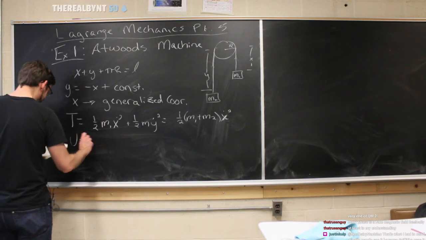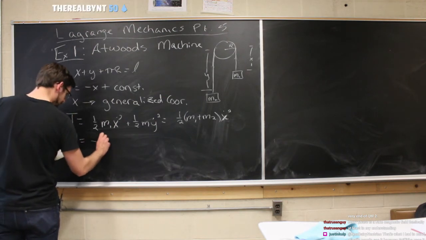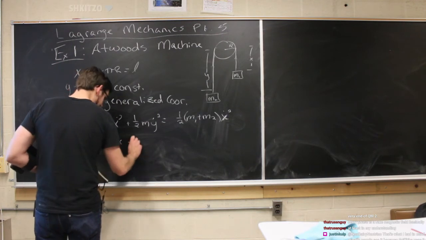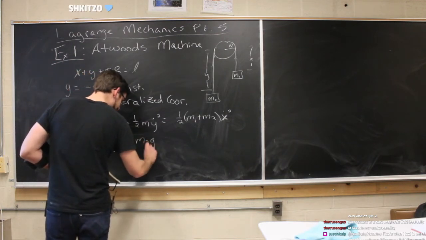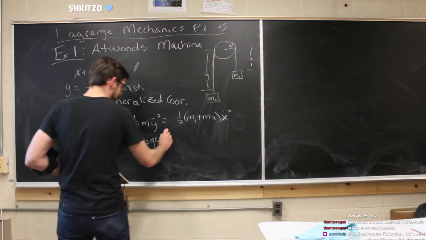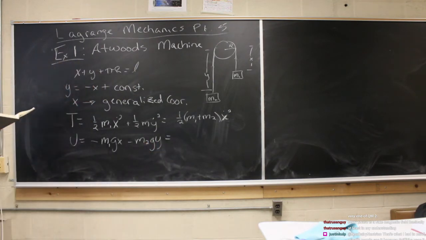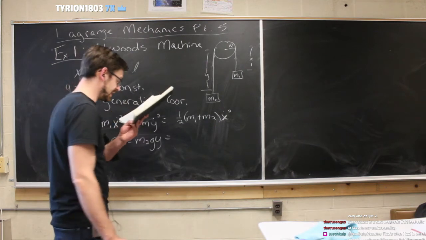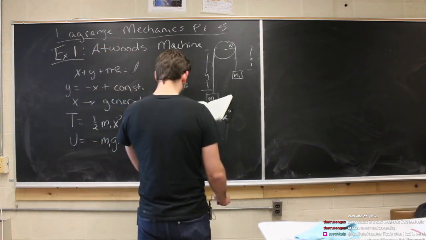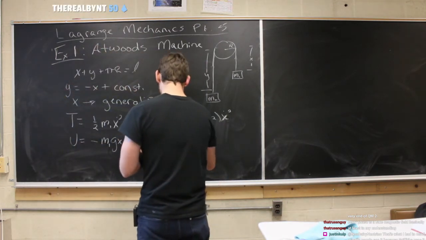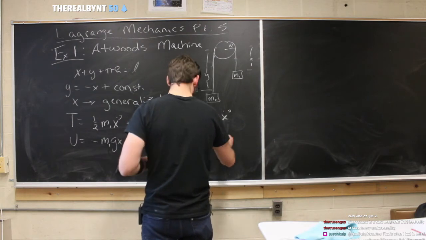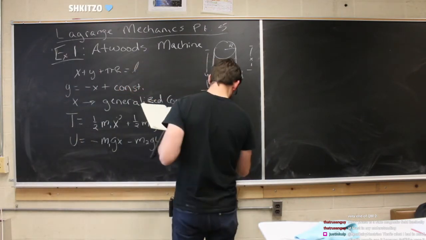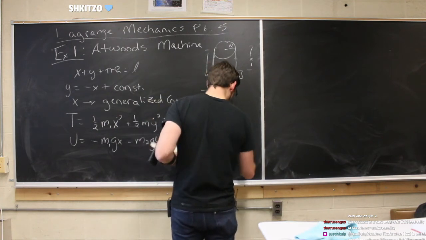Potential energy is roughly the same. Well, it's roughly going to be a similar process. It's m1 g y minus m2 g y, and then we're just going to turn y into x. And what do we get? We get minus (m1 minus m2) g x plus some constant.